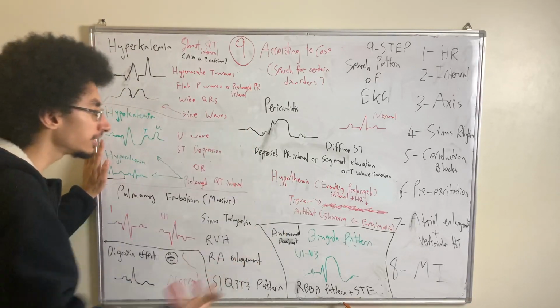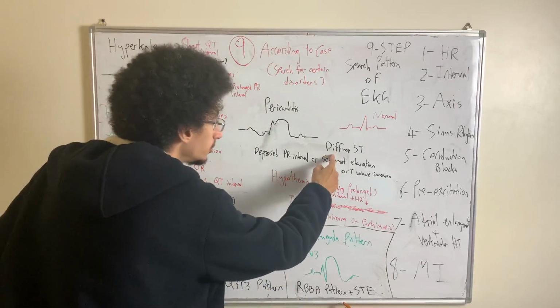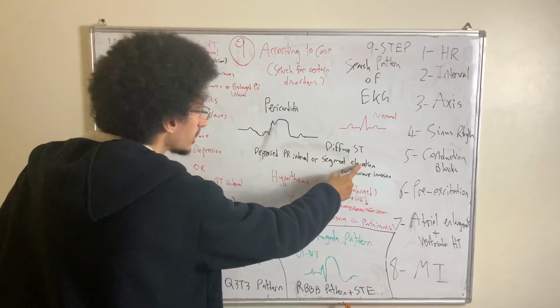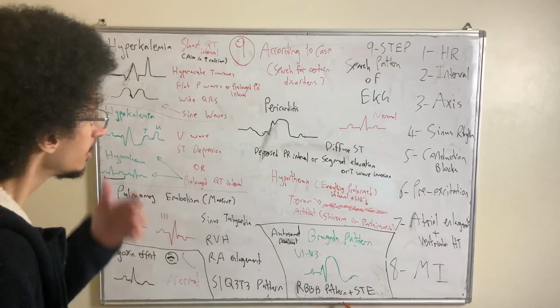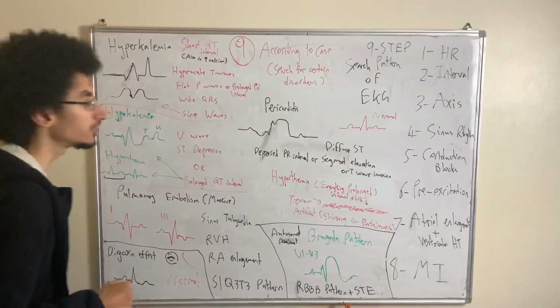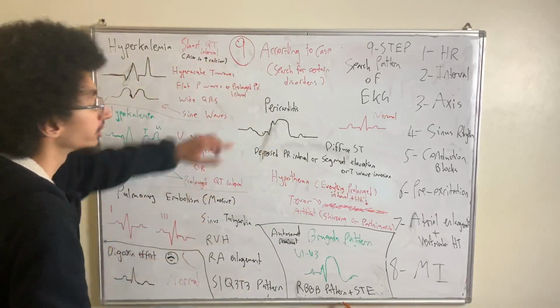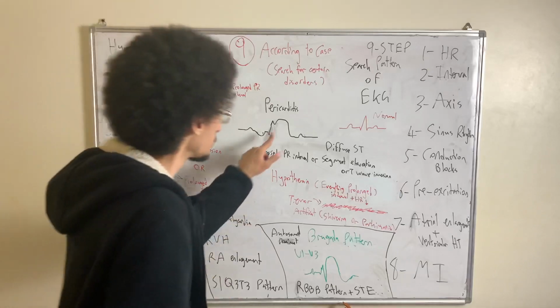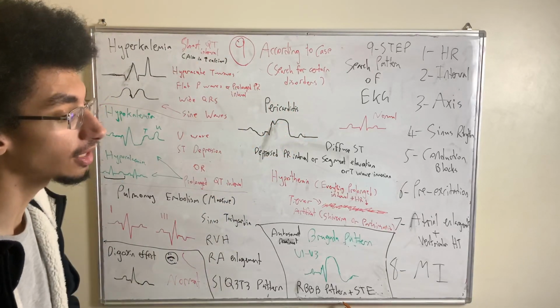But another EKG finding that's infamous in pericarditis is diffuse ST segment elevation, with or without T-wave inversion, okay? So in pericarditis, you might have an ST segment elevation that is concave upward. You can see it's concave upward, not convex downwards. Okay? So it's concave upwards, so we have an ST segment elevation.